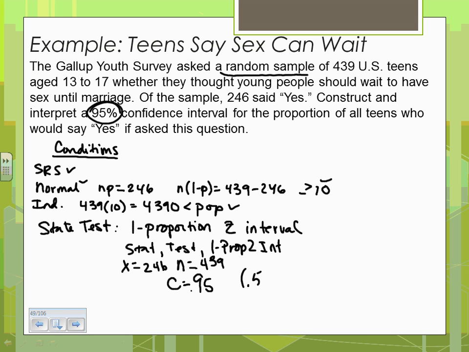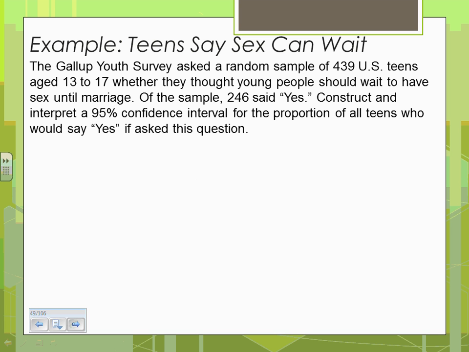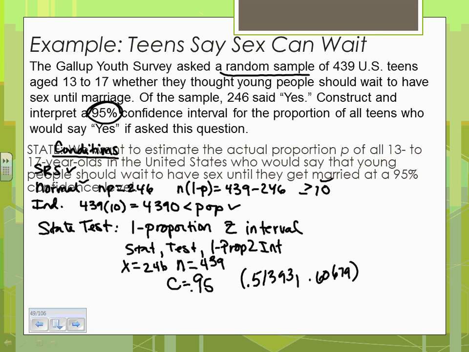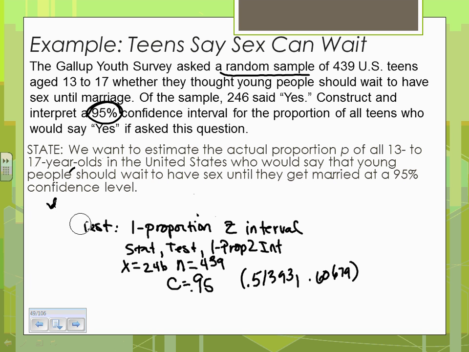And I got 0.51393 to 0.60679. And then you can interpret that. So we are 95% confident that the true proportion of teens who thought that they would wait for marriage is between 0.51393 and 0.60679. And I'll erase this work so you can see it all typed up nice and neat.